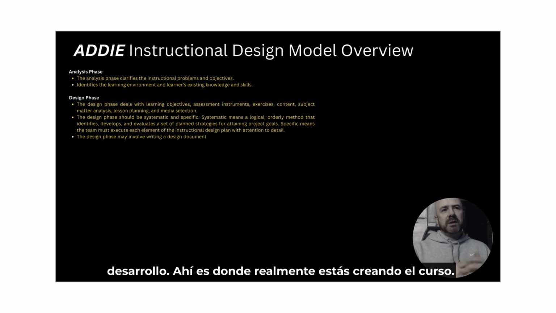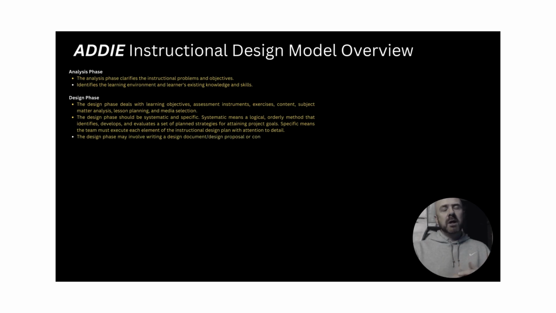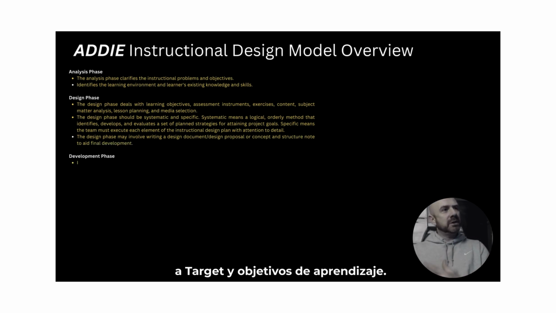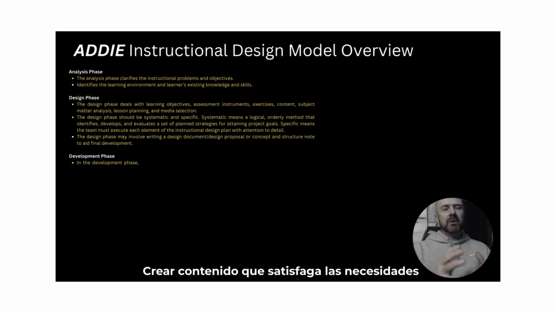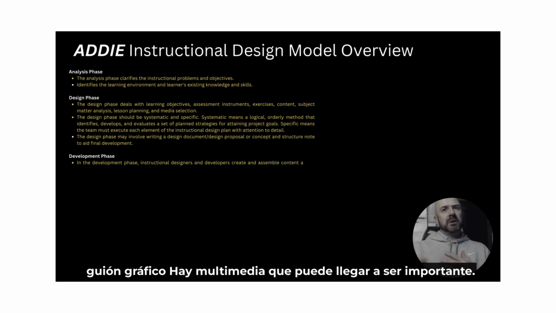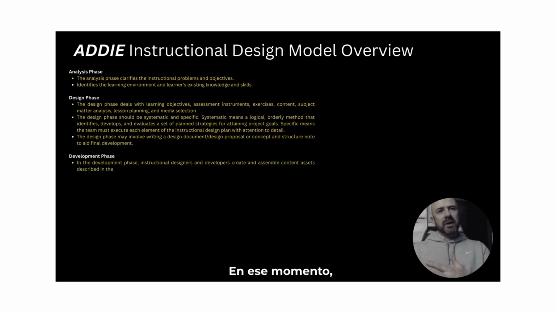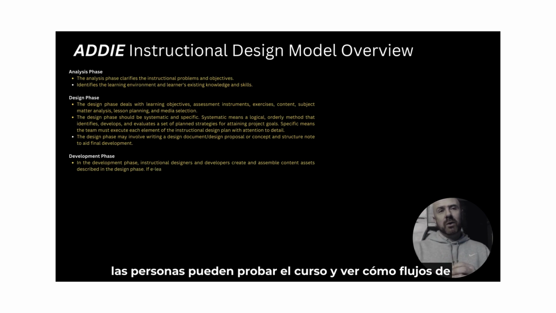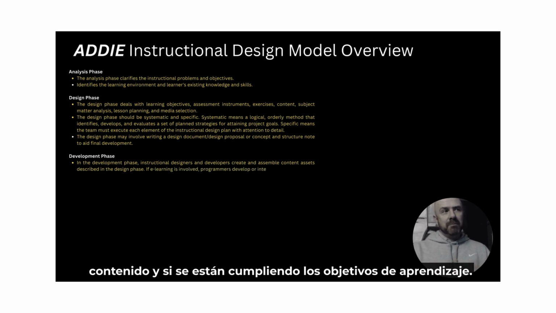In the development phase, that's where you're actually creating the course. You're putting the instructional design elements of instructional objectives to targeted learning objectives, and you're beginning to develop and create content that meets the students' learning needs. There's storyboarding, there's multimedia that may become important at that point. People begin testing the course and seeing how the content flows and whether learning objectives are being met.